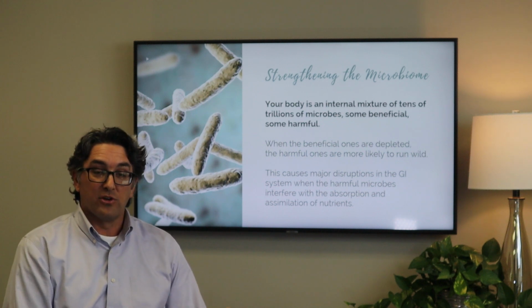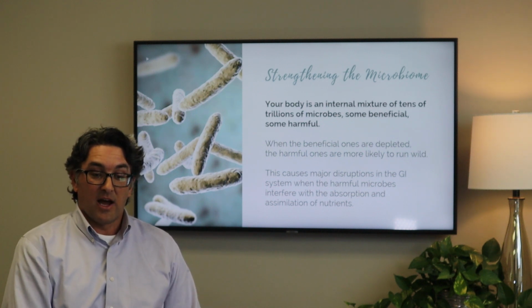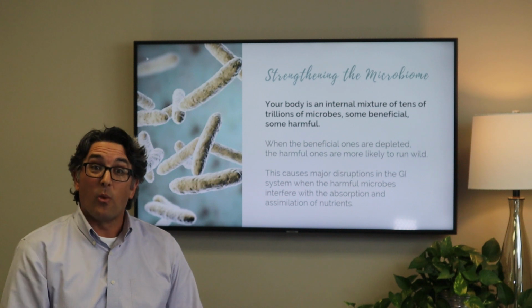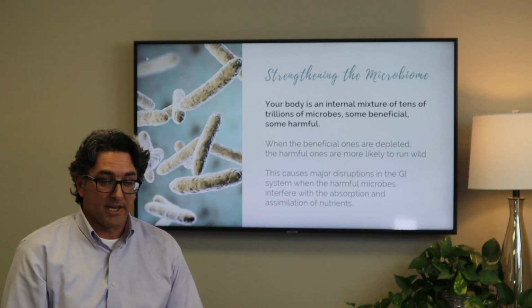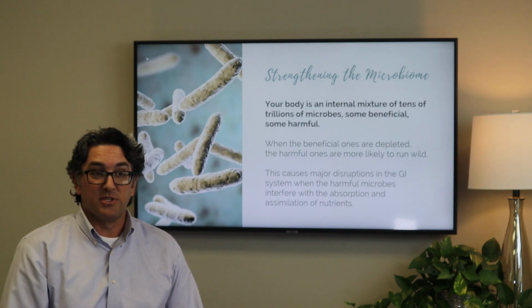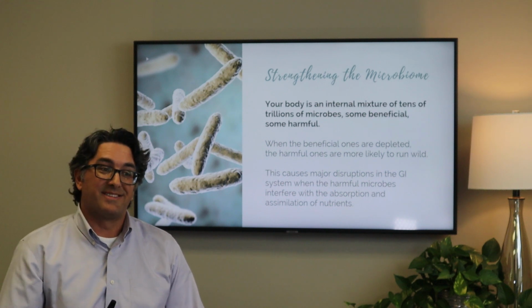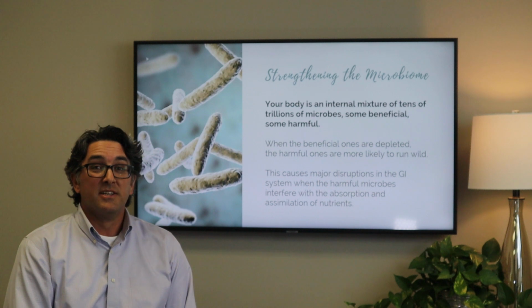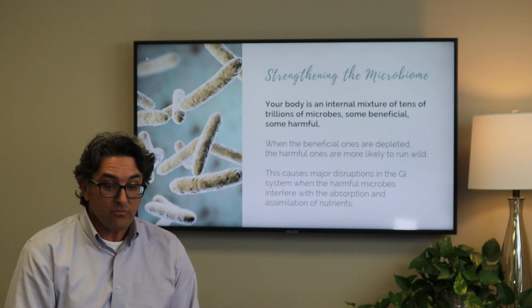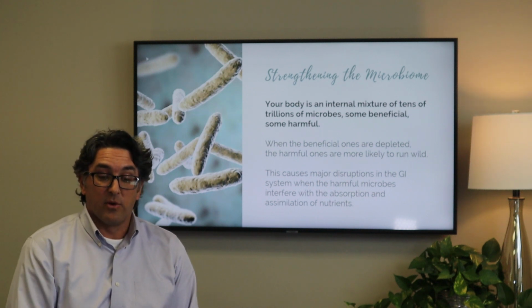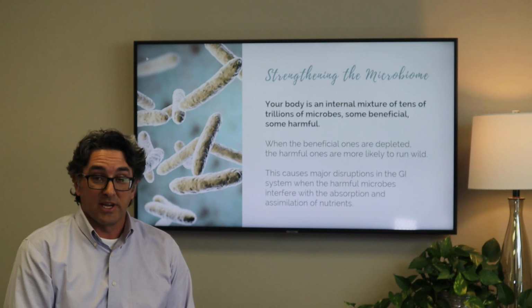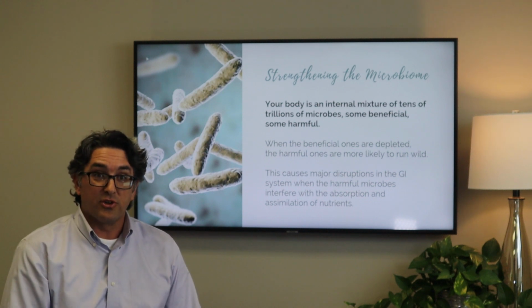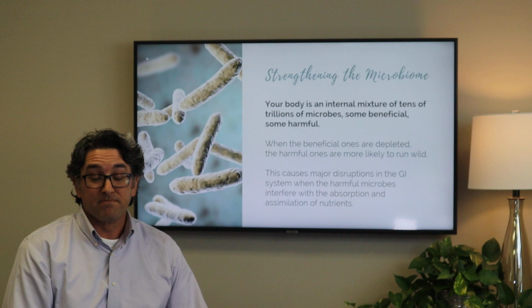When the beneficial bacteria are depleted, the harmful ones are more likely to run wild and cause problems within our body. This causes disruptions in the GI system, which then extend to our nervous system and our circulatory system, and eventually can lead to problems throughout our body. Especially interfering with absorption and assimilation of nutrients. If we don't absorb our nutrients right, then our cells can't heal.